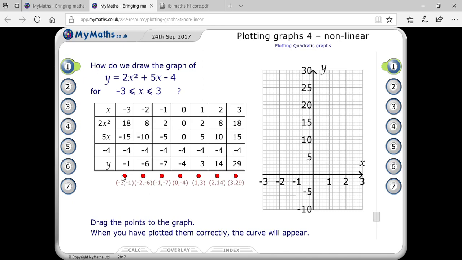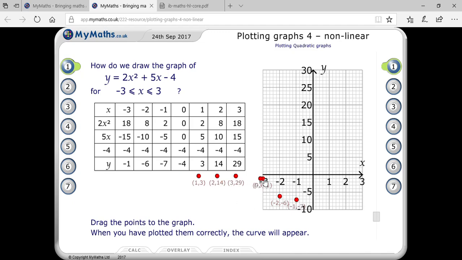So minus 3 comma 1, minus 3 comma minus 1, that you have to plot. Minus 3 is here, minus 1 will be here. Minus 2 comma minus 6, so minus 2 is here, and minus 6 will be here. And minus 1 comma 7, minus 1 comma minus 7. Minus 6 will be here.